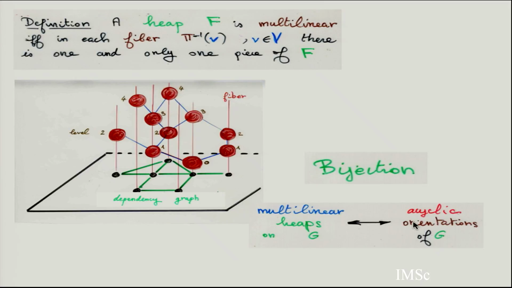This one is not multilinear. No, this one, no. But the next one, yes. This is just to show what a fiber is, to show the definition. You see, in this fiber there is only one ball. Here there is only one, but here there are two, here there are two, here there is no ball. So multilinear has two conditions: there is at least one ball, and in each fiber there is one and only one. Now I show you the bijection between multilinear heaps and acyclic orientations of a graph.